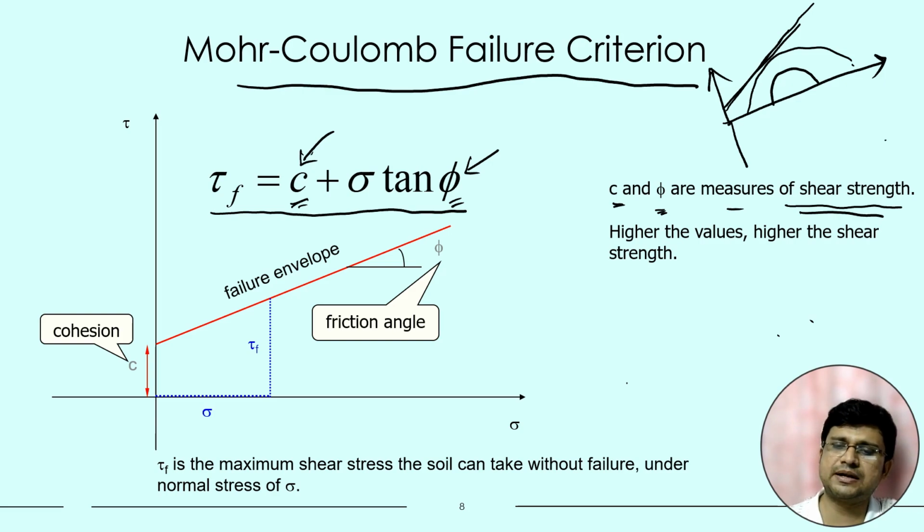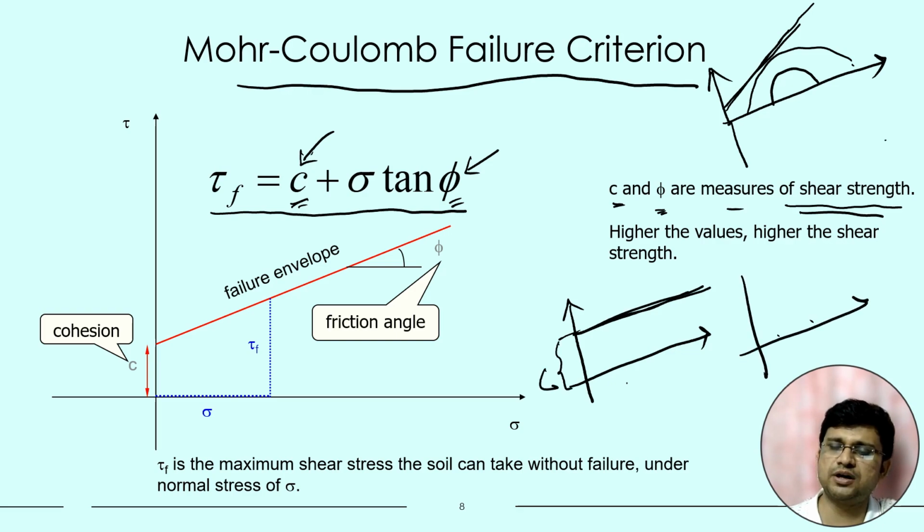Now for a particular soil which is cohesive, there will be c, and the failure envelope can look like this. If it is a totally cohesive soil, then c will be there. And if it is a cohesionless soil, meaning there is no cohesion at all, normal sand, at that time the graph will look like this, because c will be 0.